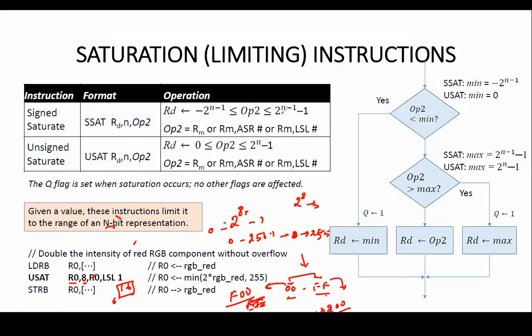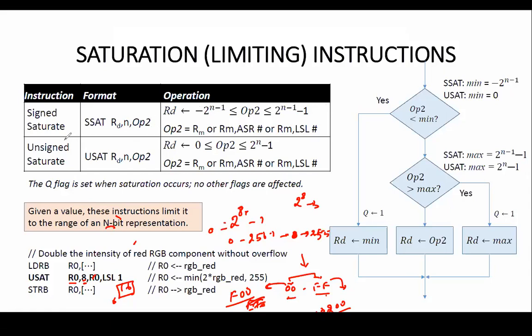So the limits are going to be checked, as I mentioned previously. The minimum is 0 and the maximum is 2 raised to n minus 1. Those limits are going to be checked, and accordingly, the transfer is going to happen. What is this OP2? This OP2 is nothing but Rm. These are your registers, the core registers that you see in your register bank.